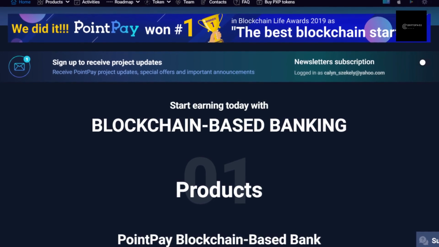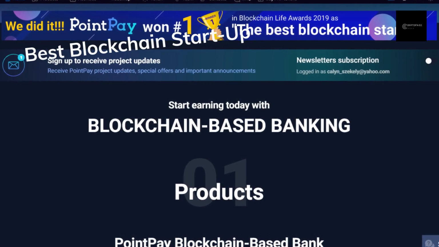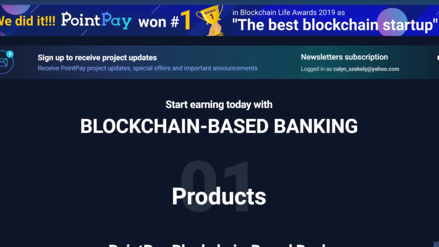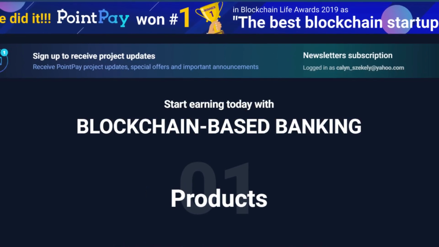October 2019, Moscow, the PointPay project wins the award for the best blockchain startup in the event carried by the Blockchain Life Awards. So, what is PointPay?